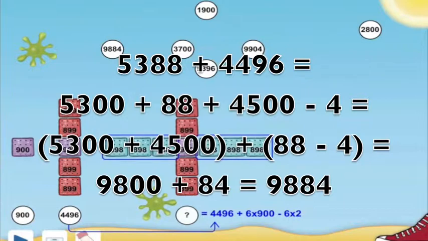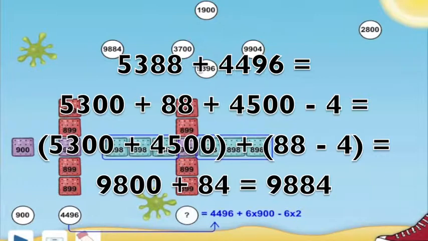Now I'm going to be expanding out these numbers to help us with this calculation. First of all, I'm going to take 5388 and break it into 5300 plus 88. And then I'm going to use rounding on 4496 to make it a 4500 and make sure that we subtract 4 away. By rearranging some of these numbers, we'll bring together the 5300 plus 4500 in parentheses, and then we'll have followed by the operation of 88 minus 4.